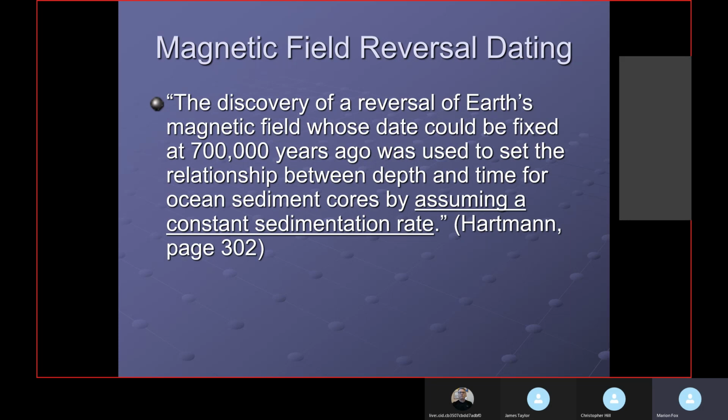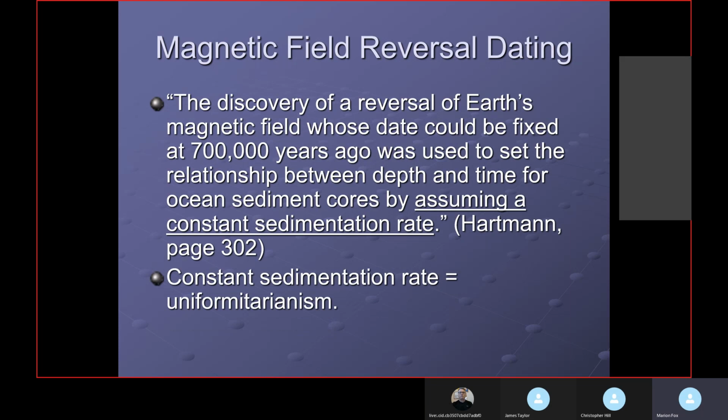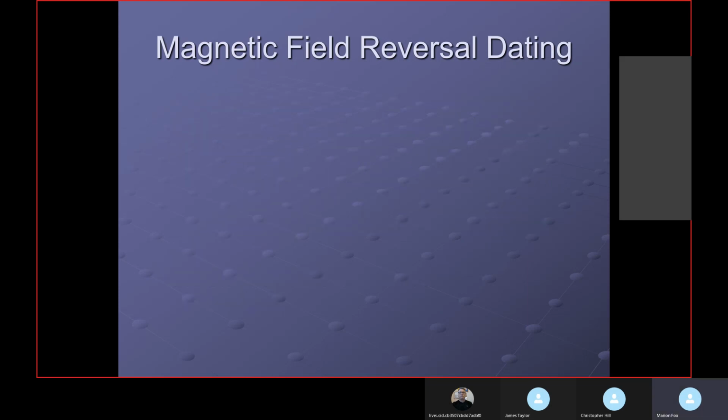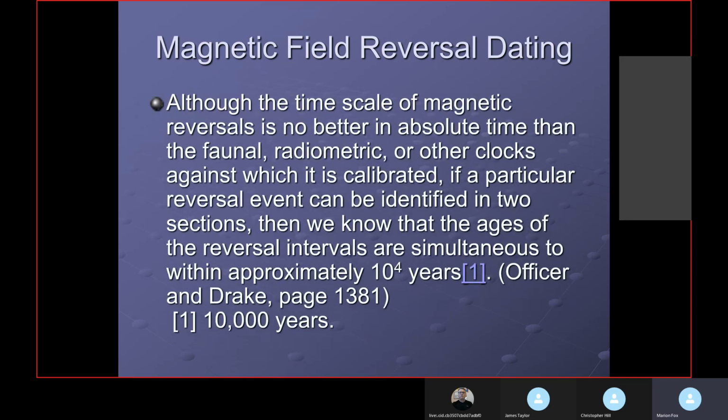Now, that is uniformitarianism, for crying out loud. That's what it is. Constant sedimentation rate is uniformitarianism. So how did they date these reversals of the Earth's magnetic field? They did it by the sedimentation rate, assuming a constant sedimentation. I emphasize that. That's uniformitarianism. Again, they're just irrational. They gave up uniformitarianism, but they keep on using it for their dating.